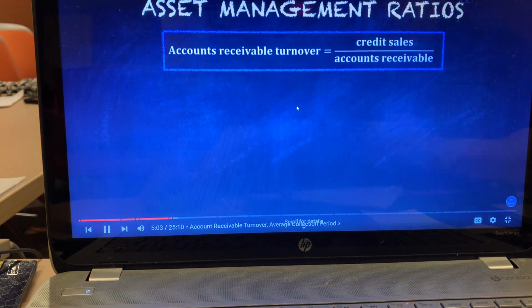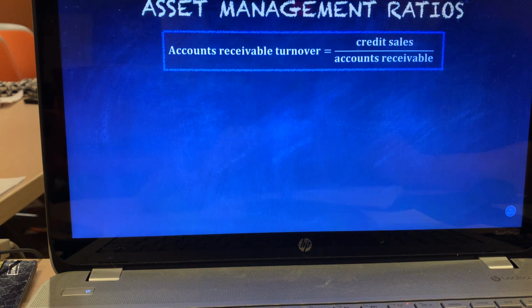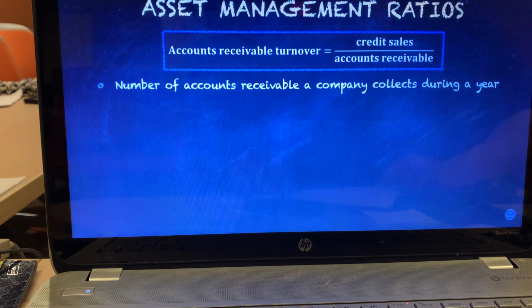Oh my goodness. Turnover is calculated by taking credit sales over accounts receivable. That's an Easter egg for anybody who watches this. The amount of money that customers have not yet paid back. Accounts receivable turnover shows the number of accounts receivable a company collects during a year. In other words, it shows how many times the customers make payment to the company during a year. For accounts receivable turnover, the higher, the better.